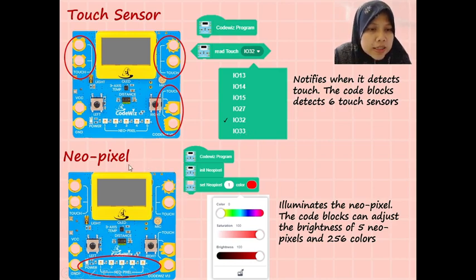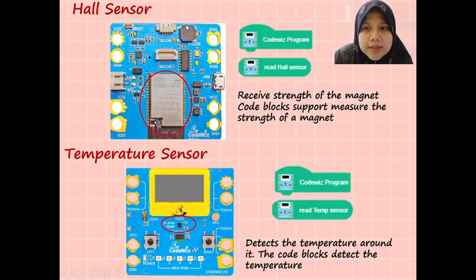The next is the NeoPixel. The NeoPixel illuminates. The code blocks can adjust the brightness of 5 NeoPixels and 256 colors. Next is the Hall sensor. The Hall sensor receives the strength of a magnet. The code block supports measuring the strength of a magnet. The next sensor is the temperature sensor. The temperature sensor detects the temperature around the CODEWIZ. The code blocks detect the temperature. We use the block CODEWIZ program and read temp sensor.